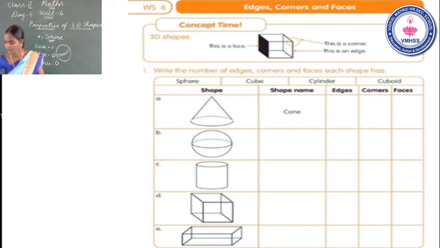Students listen. Next, take the worksheet now. Page number 80, worksheet number 6. Take fast. I am giving 5 seconds. Page number 80 and worksheet number 6. Students listen. Take fast. Look at the board, all of you.